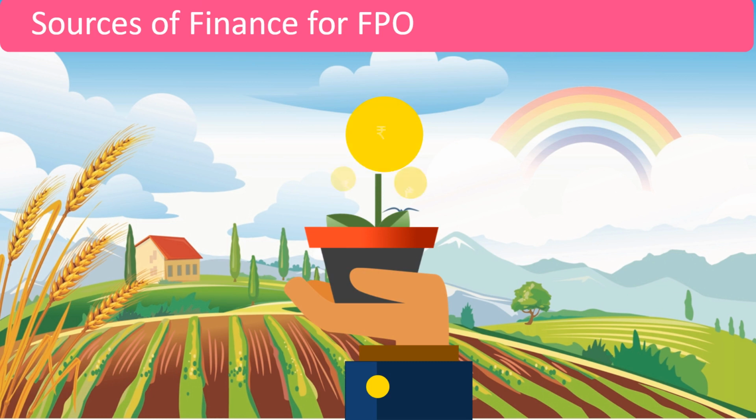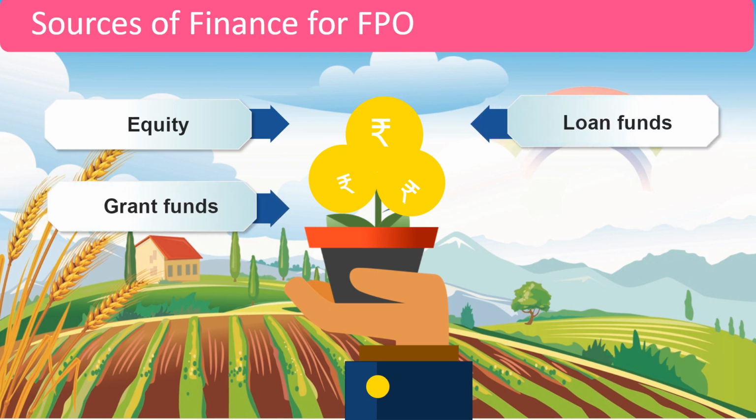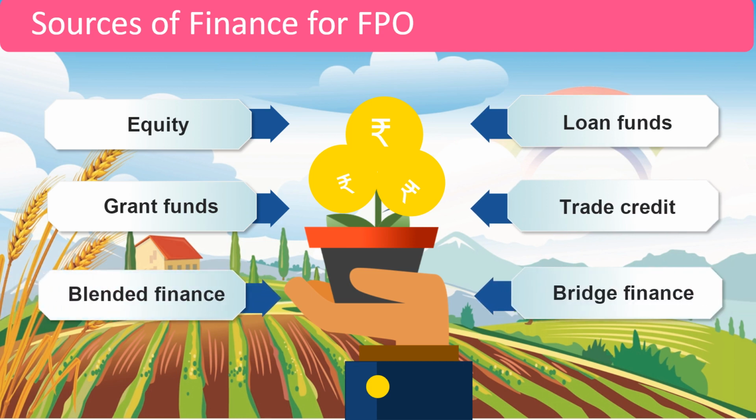An FPO is dependent on long-term sources such as own funds, equity, grant funds (non-repayable), loan funds, debt, trade credit, emerging models, blended finance, bridge finance. Oh, so many options.